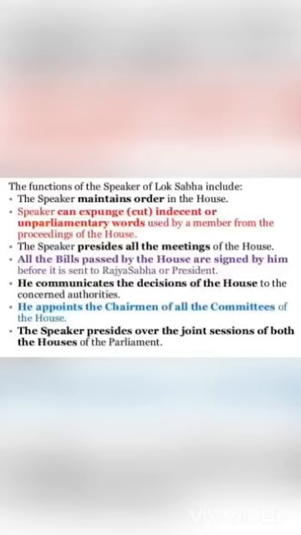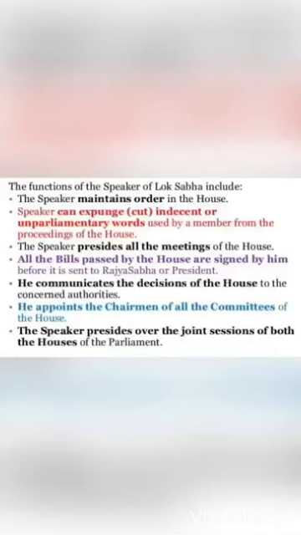Next is, in normal conditions, the Speaker never gives his vote. He gives his vote when there is a tie. Then to break the tie, he gives his vote. That is known as casting vote.